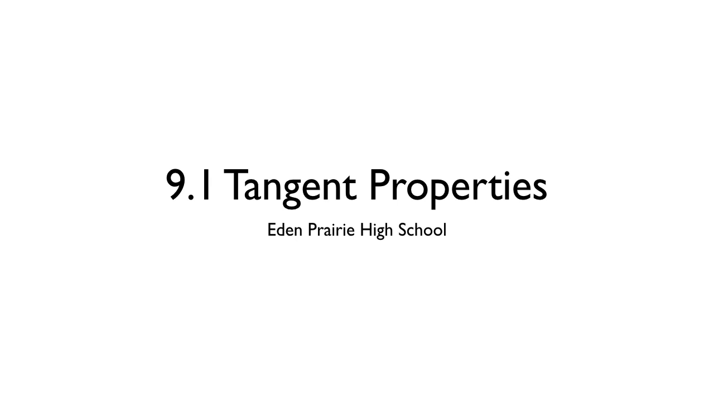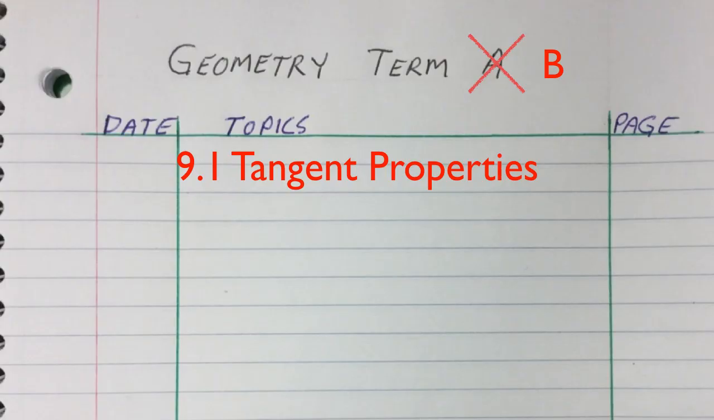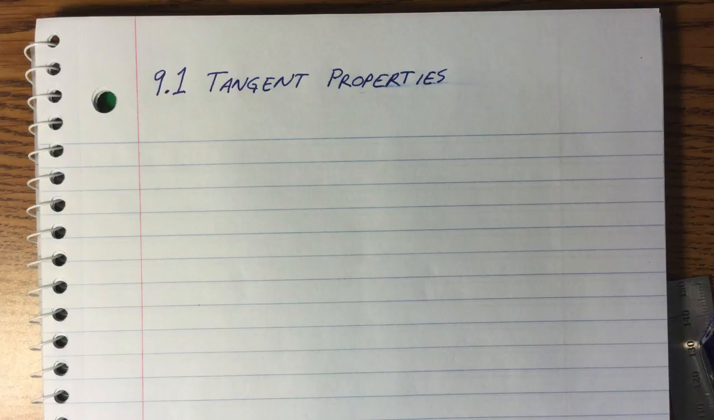The title of section 9.1 is Tangent Properties. In this section, we'll review terms associated with circles. We'll talk about the way the tangent and the radius are related, and then we'll discuss tangent segments from a single point outside a circle. So set this into your table of contents, 9.1 Tangent Properties, and then set up a fresh page and we'll get some notes.